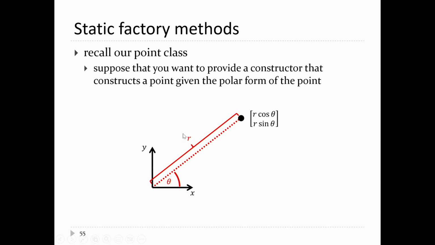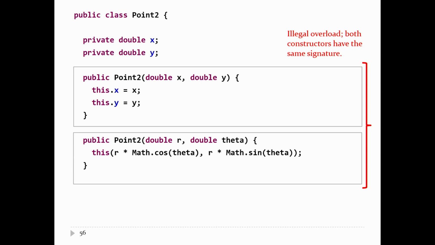So the polar form is common in mathematics. If you decided that you wanted to put in a constructor that lets the user make the polar form of a point, you run into a problem. We have one constructor here that takes in the x and y coordinate of the point. We now want to add a second constructor that takes in the distance to the point from the origin and the angle relative to the x-axis. And notice that the signature of those two constructors are identical: Point2, double, double, and Point2, double, double. So we are not allowed to put both of these constructors in the class at the same time. It's an illegal overload because they have the same signature.